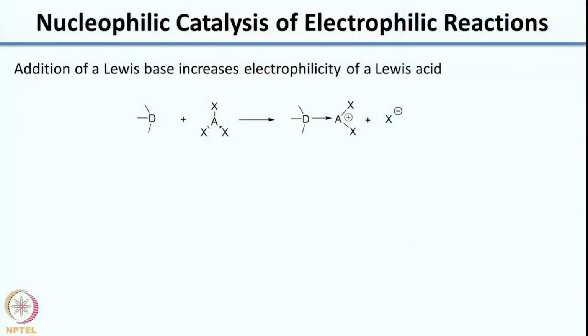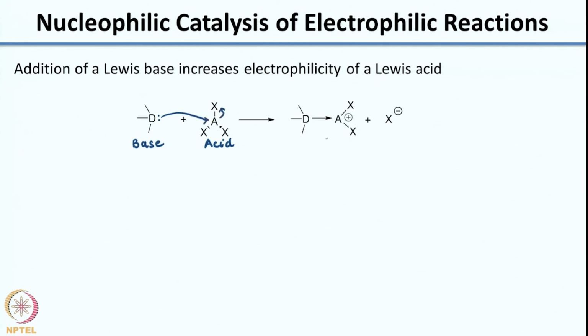You must have studied several reactions where Lewis acids are used to improve the electrophilicity, for example of a carbonyl. If you have the oxygen coordinate with the Lewis acid, it improves the electrophilicity at the carbon center. So here what you are doing is you are improving the electrophilicity of the Lewis acid further by adding a Lewis base. D here stands for donor. So this is your base, this is your acid. So this can add in here.